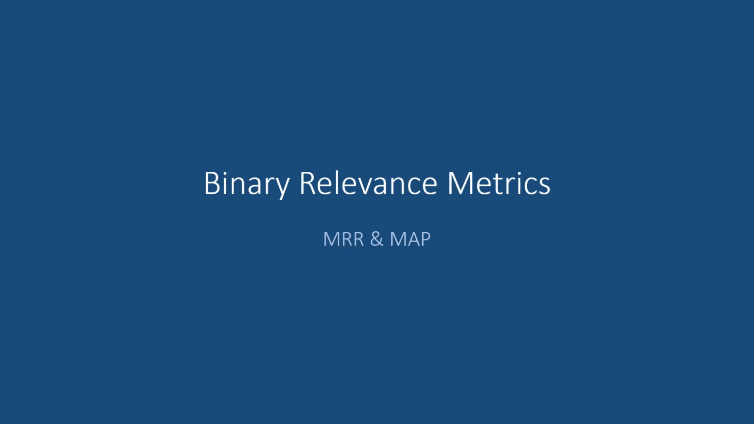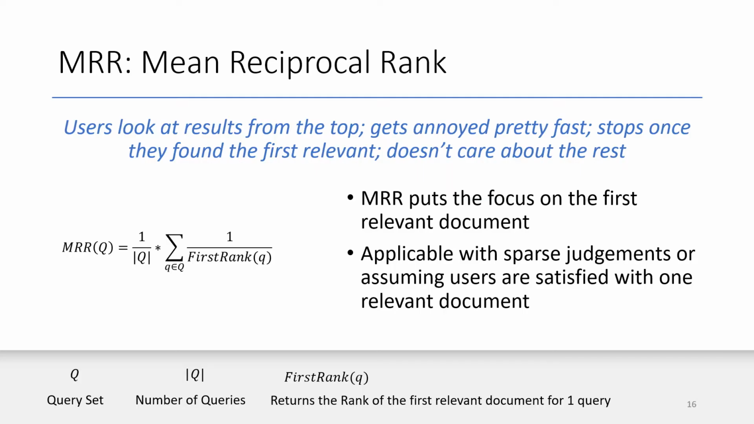Let's start with a more detailed look at the binary relevance metrics, MRR and MAP. So MRR, the mean reciprocal rank, is a metric where you could think about users looking at the results from the top and they get annoyed very fast. And once they found the first relevant document, they don't care about the rest.